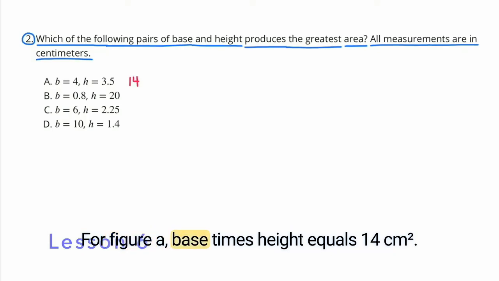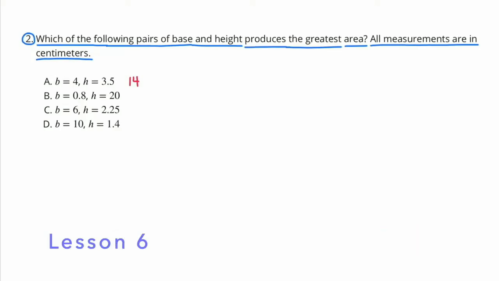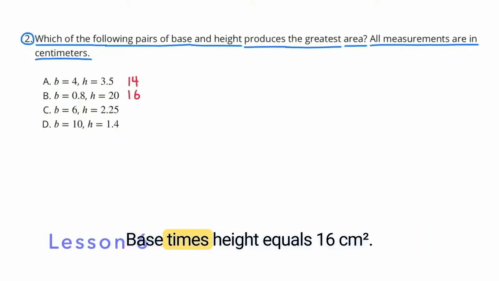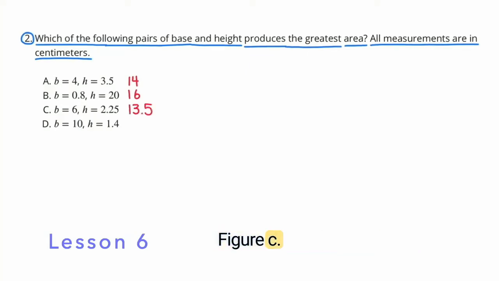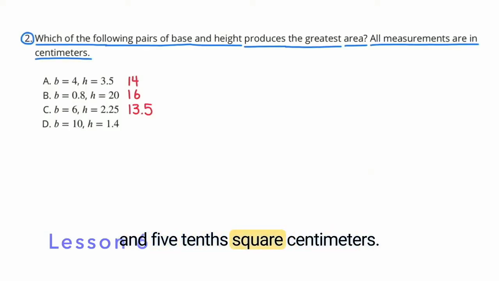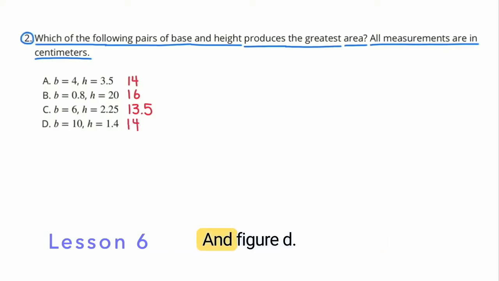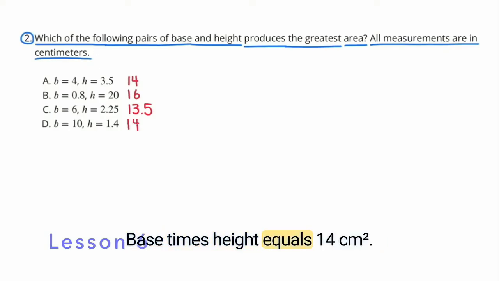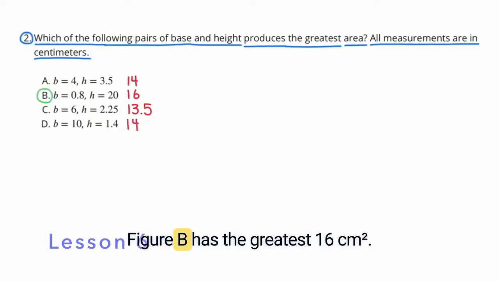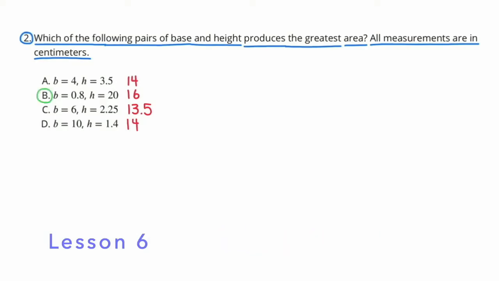For figure A, base times height equals 14 square centimeters. Figure B, base times height equals 16 square centimeters. Figure C, base times height equals 13 5/10 square centimeters. And figure D, base times height equals 14 square centimeters. Figure B has the greatest area, 16 square centimeters.